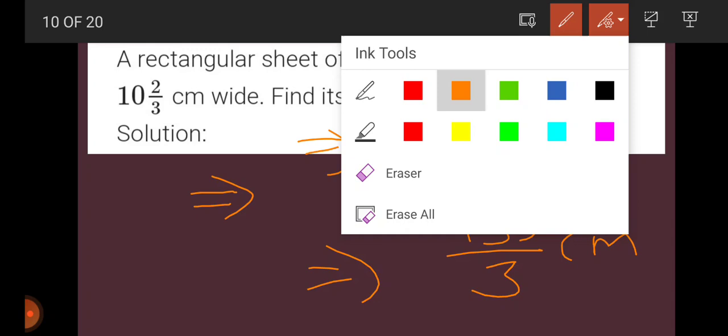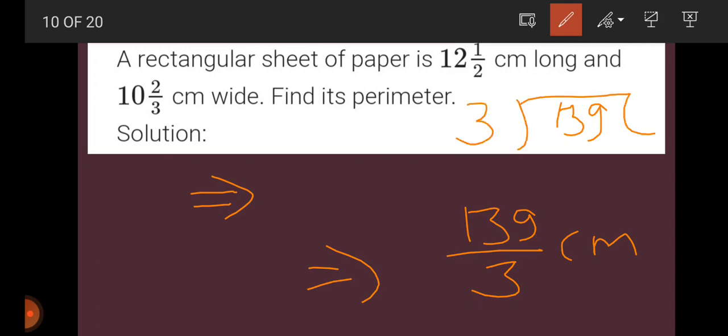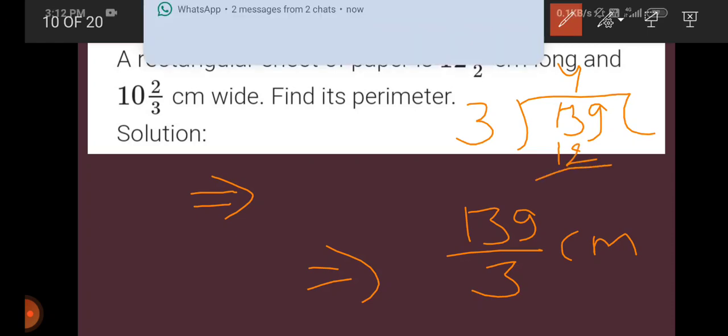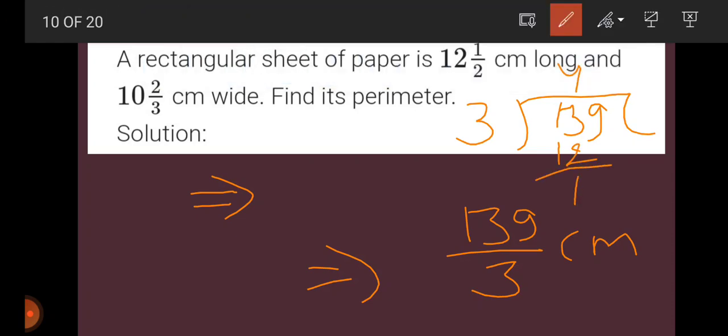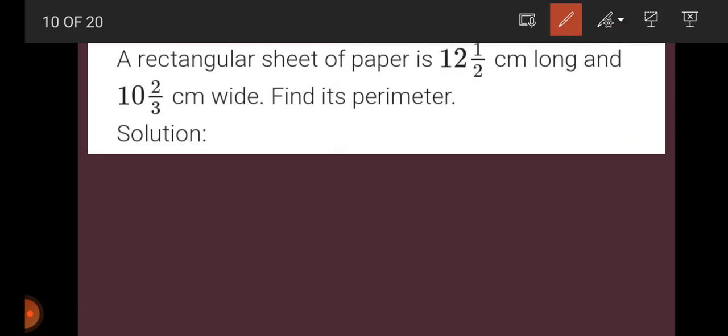And then we convert this to a mixed fraction form. Okay, how do you convert to mixed fraction form? 139 divided by 3, like this. So 3 times 4 is 12, and there is a remainder 1, and 3 times 6 is 18, 3 times 9 is 27. Here I have no space. So this is the question, simply.